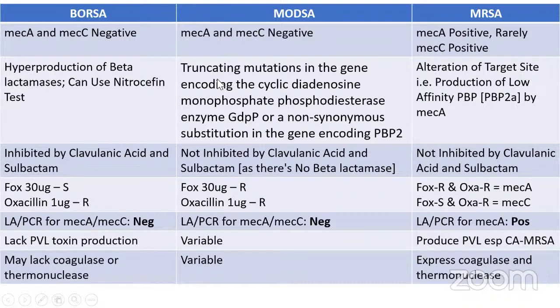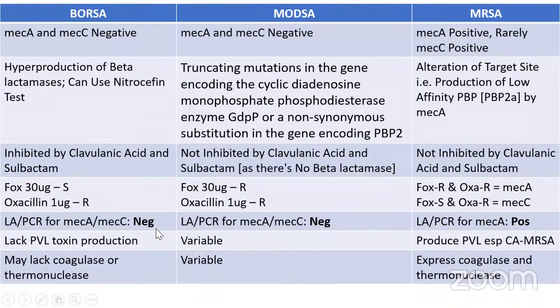The BORSA isolates are inhibited by clavulanic acid, whereas the MODSA and the MRSA are not. So that's the reason why the MODSA isolates might get confused with the MRSA isolates. When it comes to testing by cefoxitin and oxacillin, cefoxitin is susceptible in BORSA, whereas oxacillin is resistant. In case of MODSA, both are resistant, and of course MRSA. If it is cefoxitin resistant, oxacillin resistant, then it's mecA. If it is cefoxitin susceptible and oxacillin resistant, then it is most likely mecC. So this is a very interesting thing that we must see, that what is mecC? In this, you'll see cefoxitin susceptible and oxacillin resistant can be found.